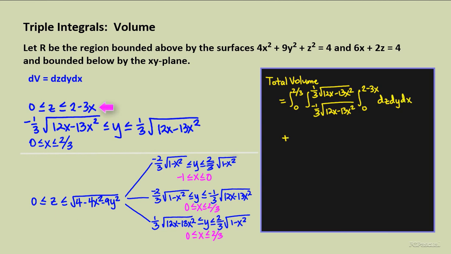For the second integral, integration with respect to x goes from minus 1 to 0. Integration with respect to y goes from minus 2/3 times the square root of 1 minus x squared to 2/3 times the square root of 1 minus x squared. Integration with respect to z goes from 0 to the square root of 4 minus 4x squared minus 9y squared.